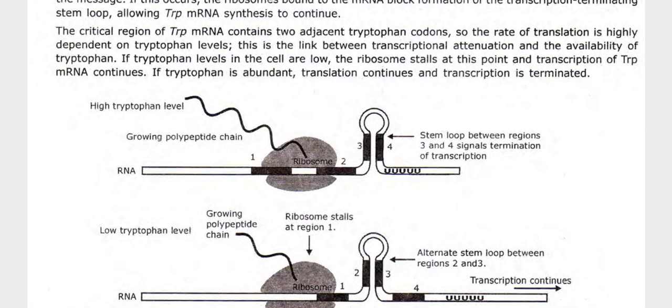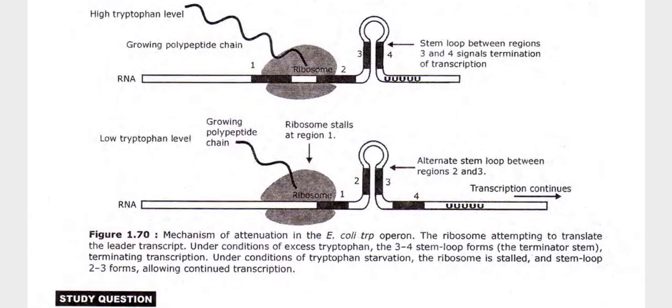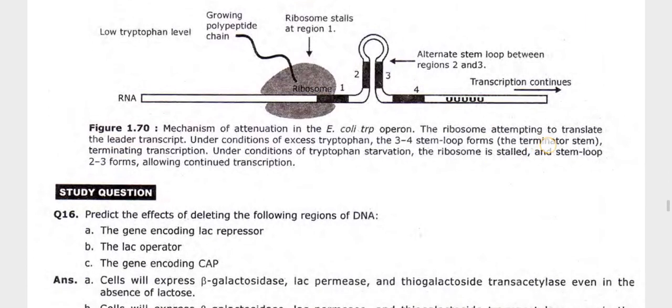This is the link between transcriptional attenuation and the availability of tryptophan. If tryptophan levels in the cell are low, the ribosome stalls at this point and transcription of trp mRNA continues. If tryptophan is abundant, translation continues and transcription is terminated. With a high tryptophan level, the growing polypeptide chain can be seen, and the stem loop between regions 3 and 4 signals termination of transcription. With a low tryptophan level, the ribosome stalls at region 1 and the alternate stem loop forms between regions 2 and 3.